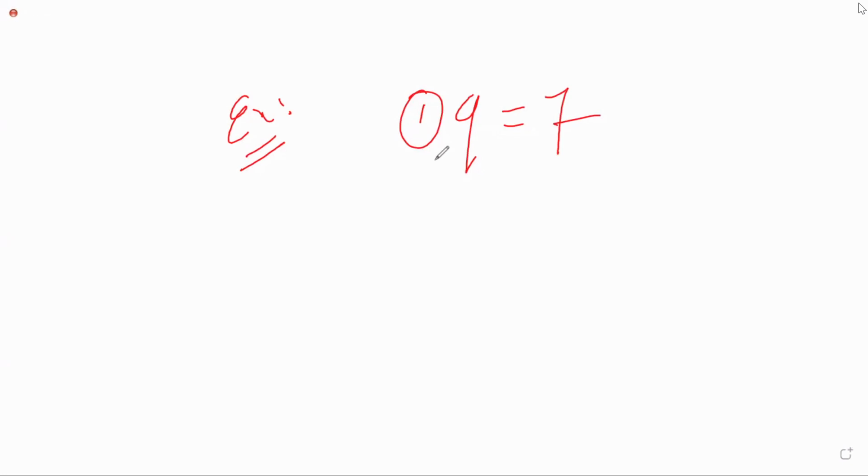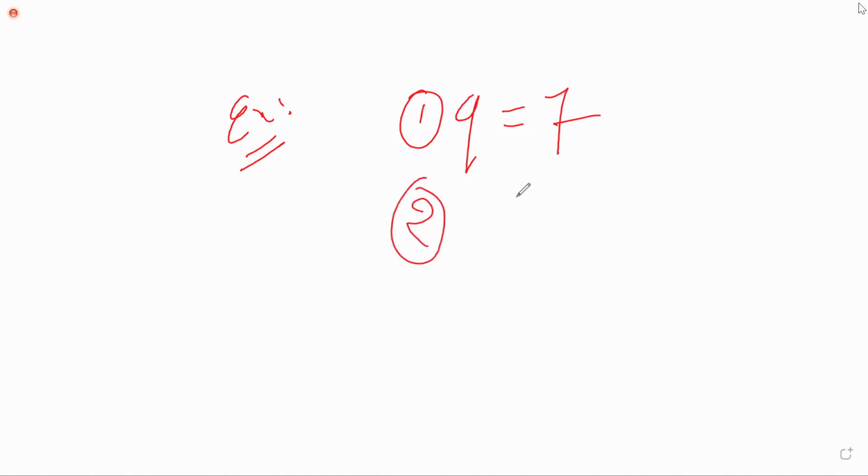The primitive root of 7. You can apply 2, so you can calculate whether 2 is a primitive root or not. You can apply 3, is 3 a primitive root or not? 4, primitive root or not? 5, like that. So a primitive root alpha may exist.